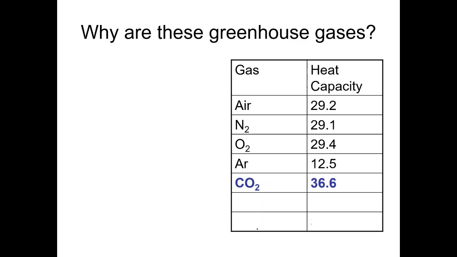Argon is quite a bit smaller. We'll talk in a minute about why that is. And then if we look at carbon dioxide, it's quite a bit larger than either nitrogen or oxygen. Now, if we continued looking at some of the other greenhouse gases, we have water, which is a little bit higher even than carbon dioxide, and methane, which is in that same ballpark with those.